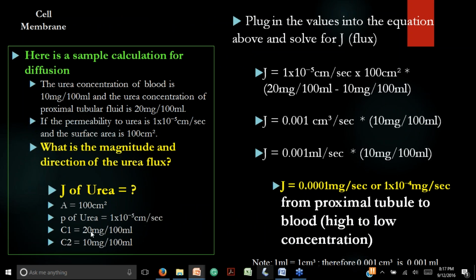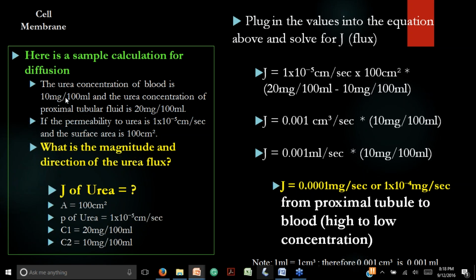All right, so here we have one example of how to calculate diffusion. Particularly, I don't really want to go over exactly how to calculate this, but the concept is what we follow. Here the urea concentration in blood is 10 milligrams per deciliter, or every 100 mLs, and the urea concentration in the proximal convoluted tubule is going to be 20 milligrams for every 100 mLs.